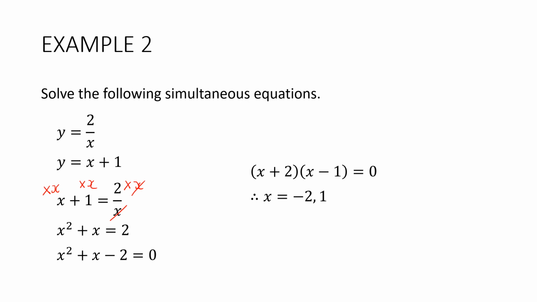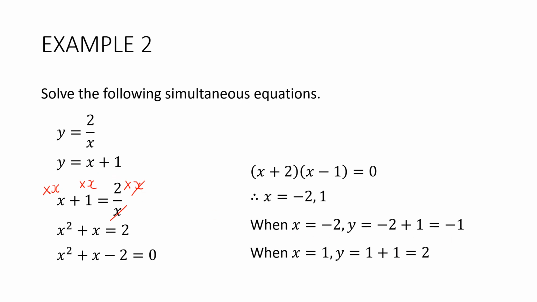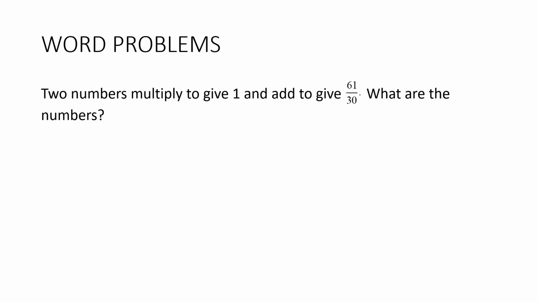Now we need to substitute both of those back into one of the equations to find the corresponding y coordinates. So we'll start by substituting negative 2 back into here. When x is equal to negative 2, y is equal to negative 2 plus 1, which is negative 1. When x is equal to 1, y is equal to 1 plus 1, which is 2. So our solutions are x equals negative 2, y is equal to negative 1, and x equals 1, y is equal to 2.